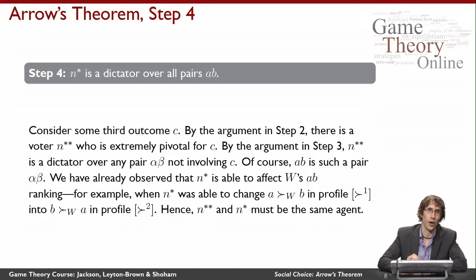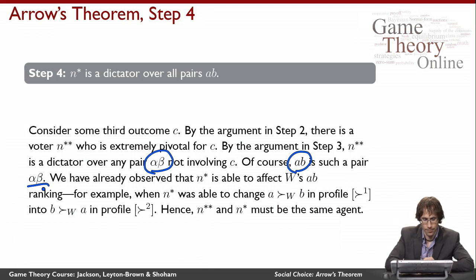Well, now I can use the argument in step 3 to say that this guy that we've just identified, n double star, is a dictator over any pair alpha beta, which doesn't involve C, right? I'm just basically running through the arguments I had before, but renaming the variables. So, of course, AB is an example of such a pair alpha beta, right? So by this argument, there's somebody who's a dictator over the pair AB. So what I want to show is that that person is n star.